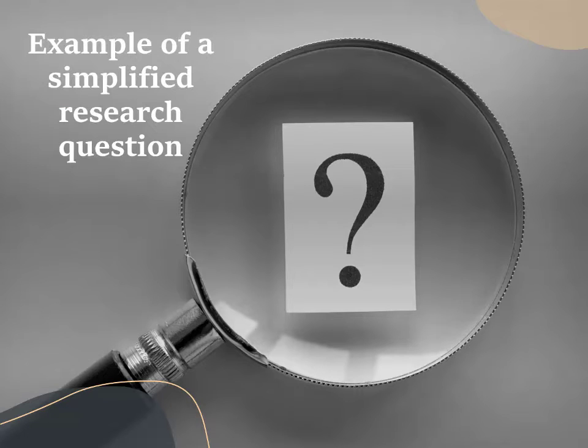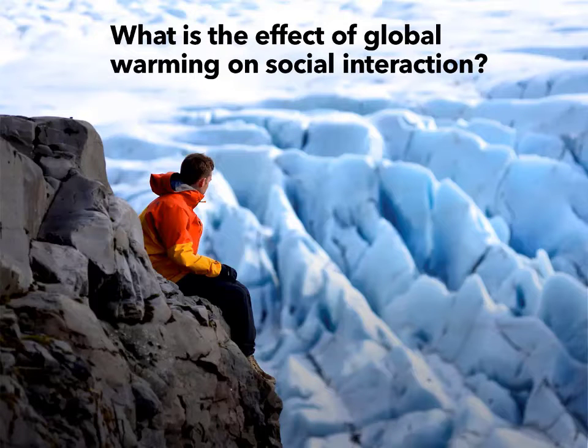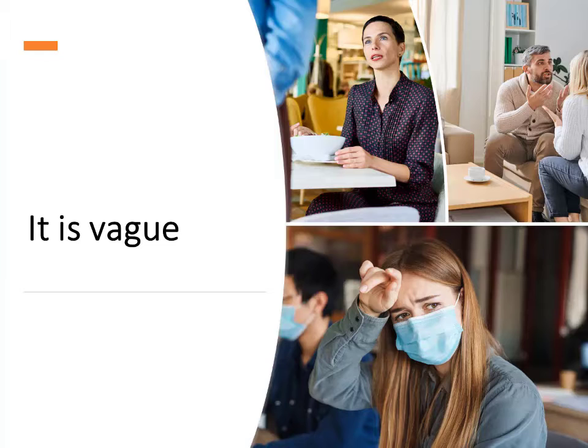Let's refine and simplify an example of a research problem until we reach the point where it meets the requirements for viable research on doctoral or master's degree level. Here is the first example formulated as a research question. What is the effect of global warming on social interaction? A research question like this creates more questions than it solves. It is vague, and the effect of global warming on social interaction can be a multitude of things.